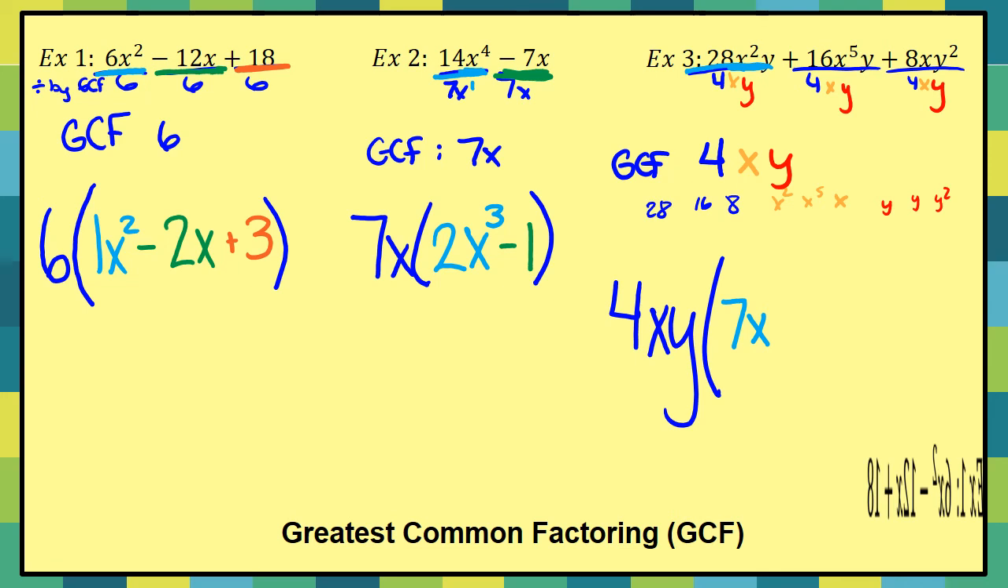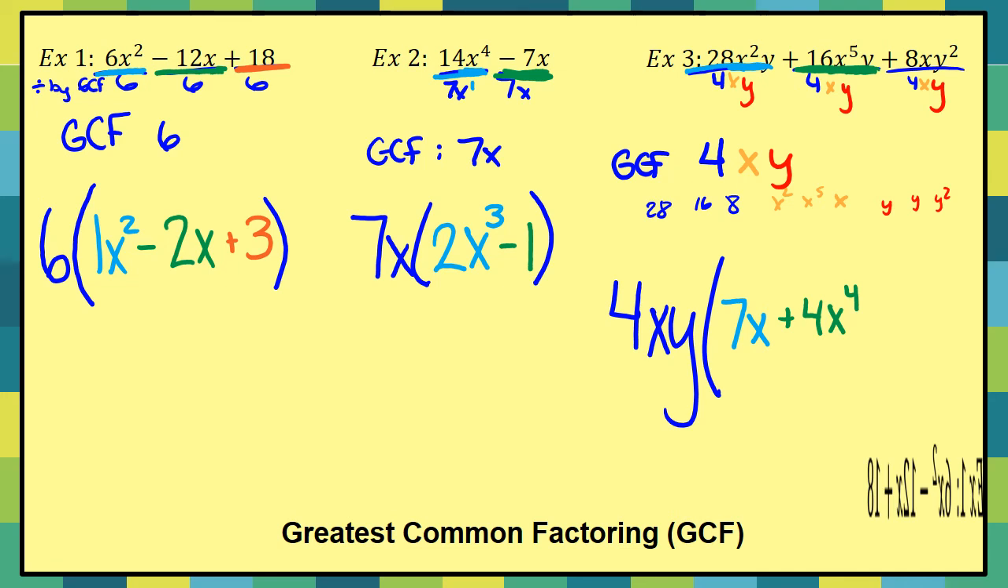Let's look at our next value. I have a 16 divided by a 4. It's a positive 4. X to the 5th divided by x. I have 5 x's and I get rid of 1. I have 4 left over. And a y divided by y, that becomes 1, so I don't need to write it down.